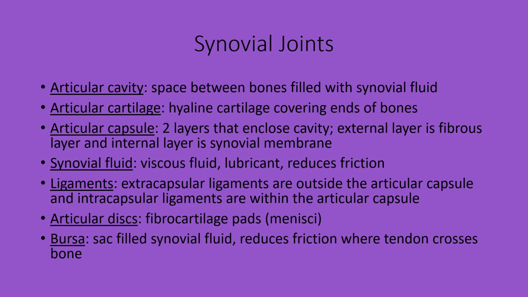And then bursae are little sacs filled with synovial fluid. They also tend to be located where you have a tendon. A tendon is what attaches a muscle to a bone. And so where a tendon is crossing over a bone prior to attachment, you often will have bursae there. That helps to also reduce friction because every time the muscle contracts, the tendon's going to be moving.